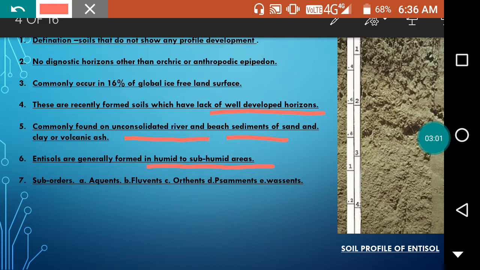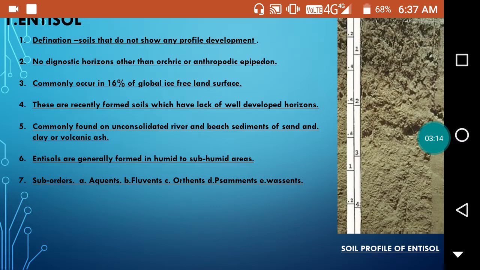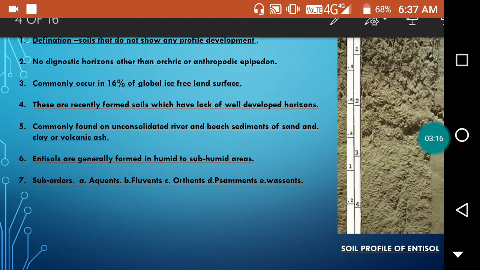And the suborders are given here. These are the suborders like Aquents, Fluvents, Orthents, Psamments and Arents. These are the suborders. This is all about the Entisols. We are seeing the next one.